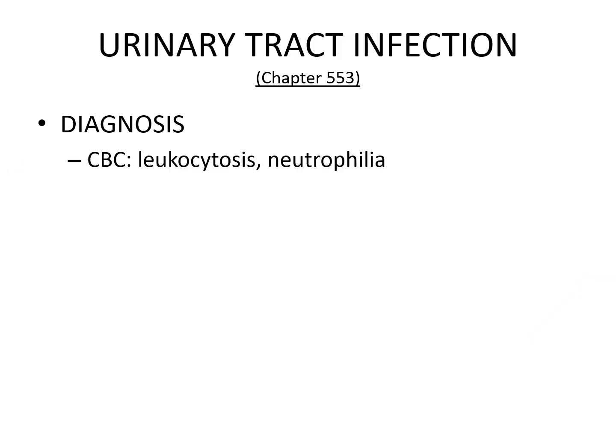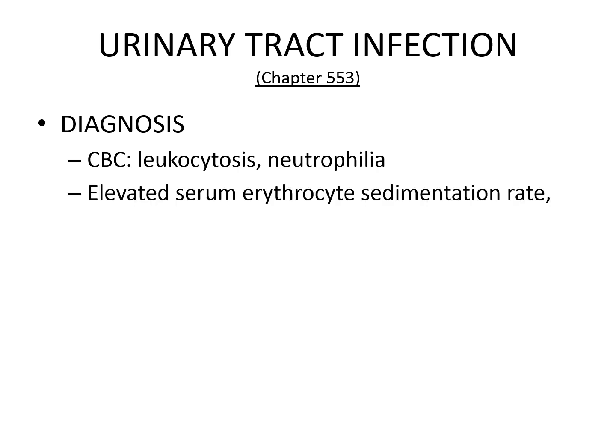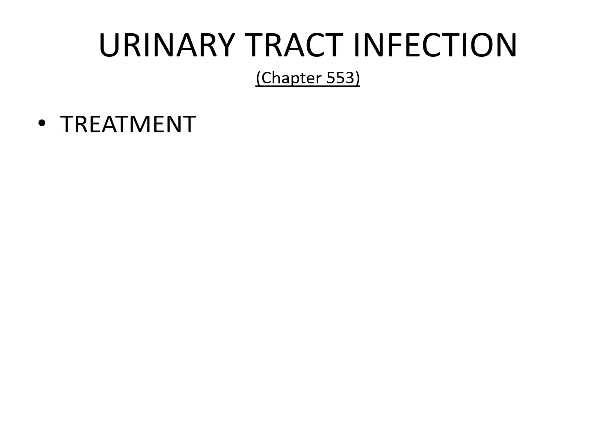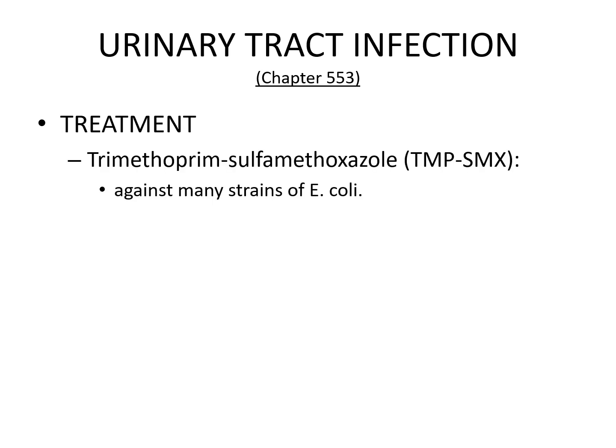So, other diagnostics include CBC, wherein you can see leukocytosis with predominance of neutrophils, an elevated serum ESR, or erythrocyte sedimentation rate, an elevated procalcitonin, and an elevated CRP. So, how to treat urinary tract infection? Cotrimoxazole, the complete name is trimethoprim-sulfamethoxazole, or we call it cotrimoxazole in layman's terms.